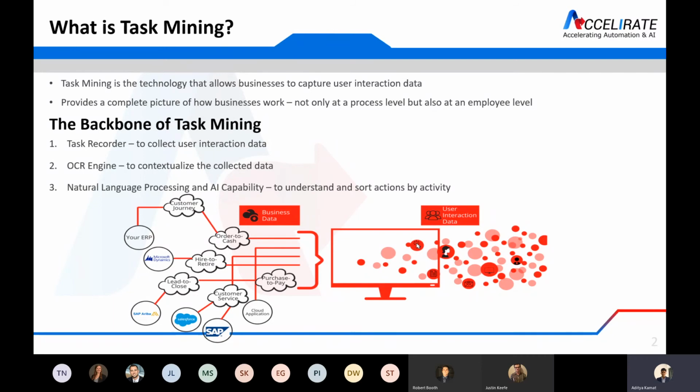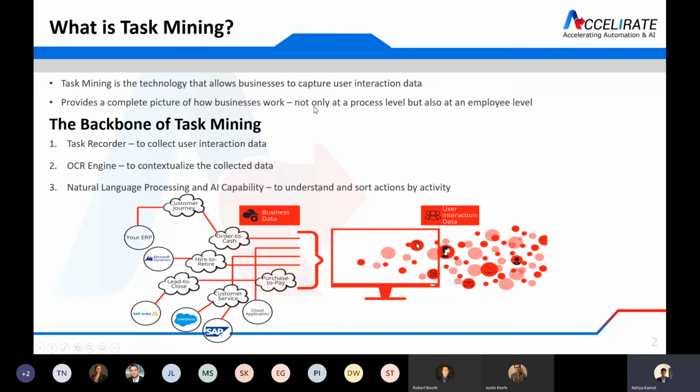By combining task mining with process mining, businesses can gain a fuller picture of how their business works, not only at a process level, but also at an employee level. We can look at process mining as the business data and task mining as the user interaction data. The interaction between the two allows us to discover what happens during the execution or waiting time of a business activity and what each employee does.